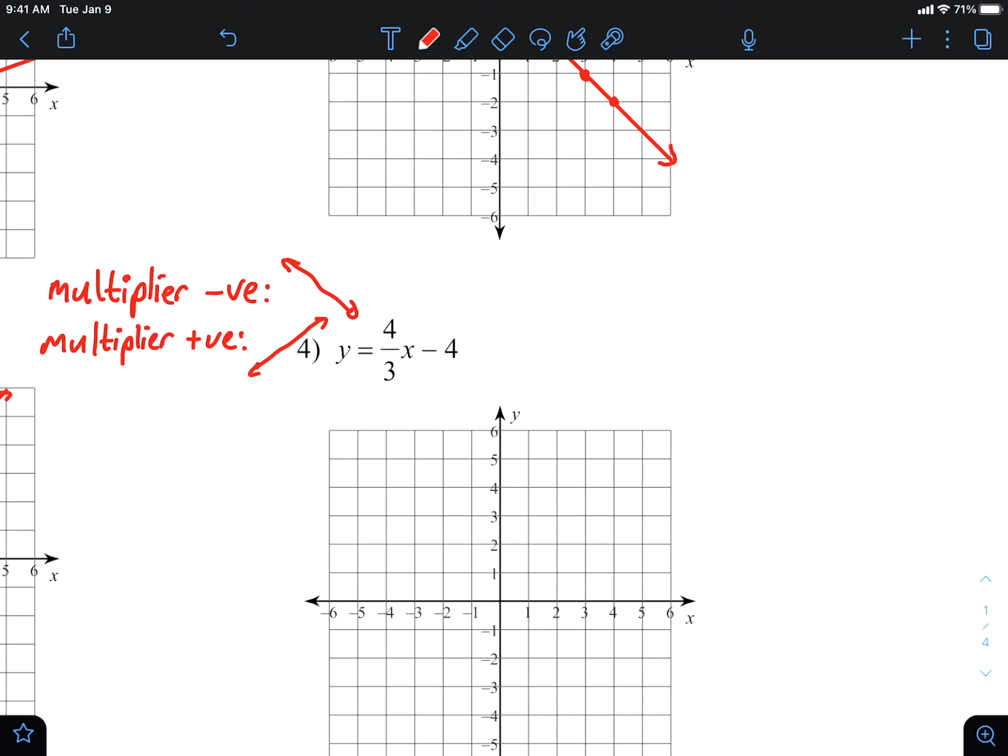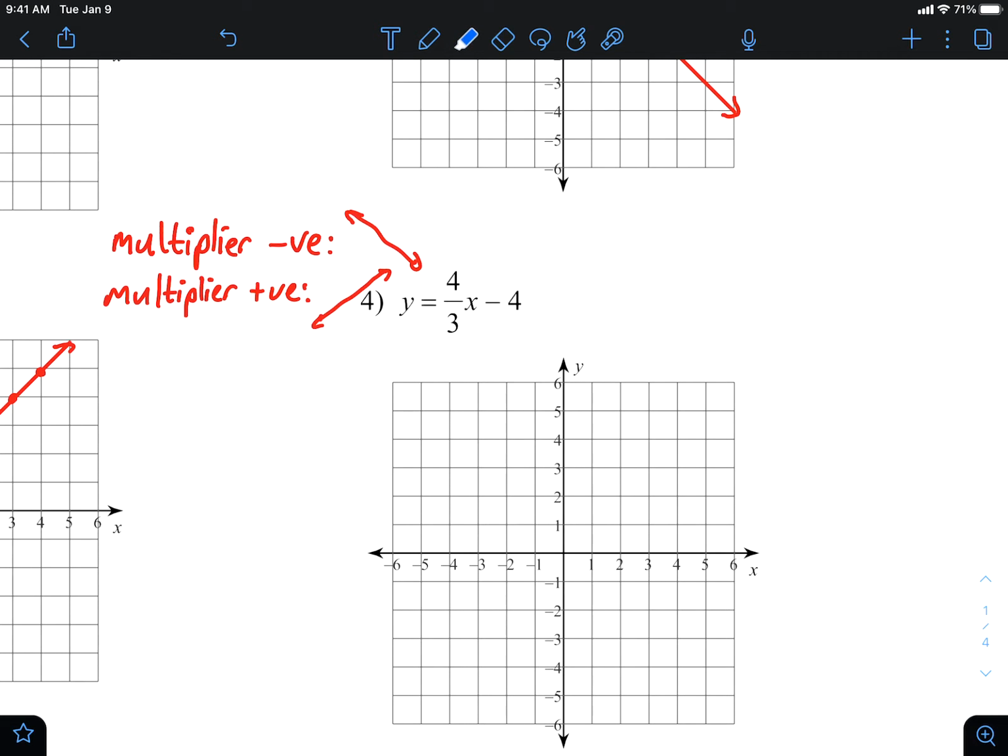So how about this one? We've got a constant of -4, but our multiplier is 4/3. So at first blush, that looks like it might be hard to deal with. How are we going to go 1.333 repeating upwards every time we move 1 unit to the right? Well, we're not going to. So we start off with our constant, plop it there at -4.